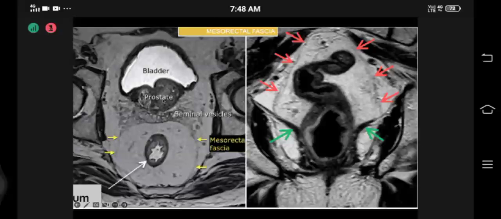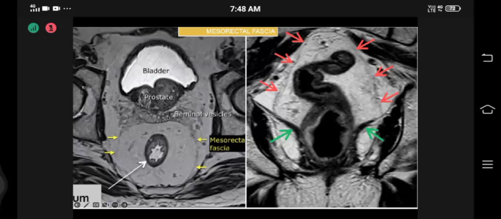So this is the MR image of the same. This is the rectum, and this is surrounded by the mesorectal fat, which is bright, and the black line which you can see is the mesorectal fascia. This is the mesorectal fascia, the fascia enveloping the mesorectum. It is completely surrounding the rectum at the level of the seminal vesicle.